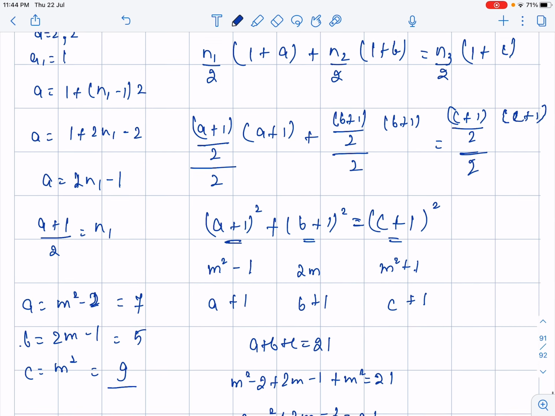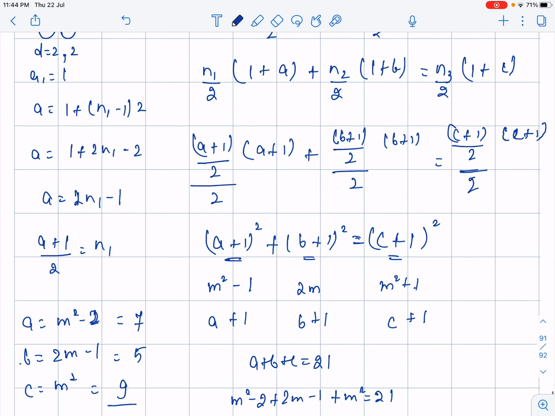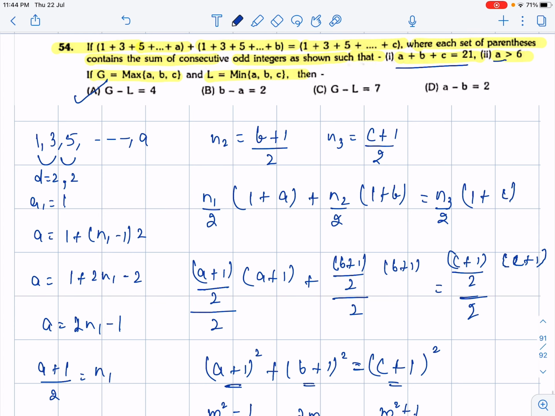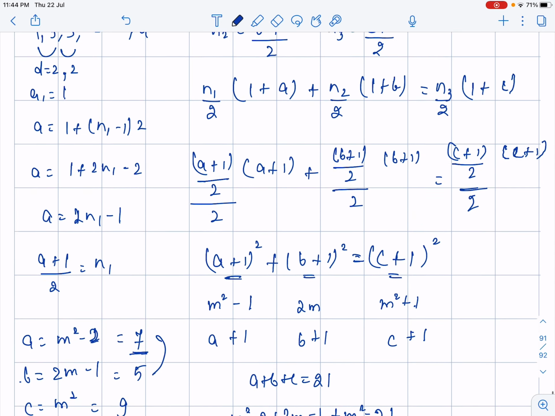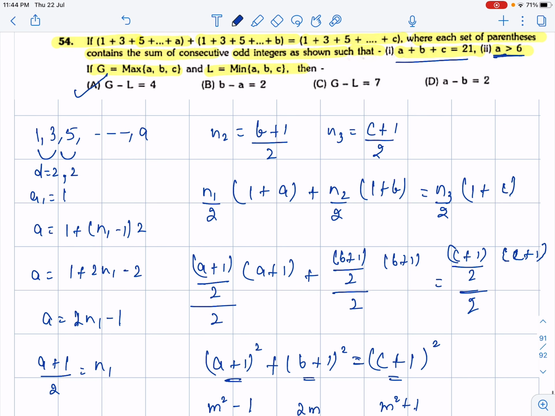Now let's concentrate on the values of A and B. They gave me A is greater than 6, and yes, A has been achieved by me as 7, greater than 6. And they are asking A minus B. You can see A minus B is 7 minus 5, that is 2. So we get option D also as the right option. It's a multiple correct choice question, so option A and option D will be the right answer for this question.